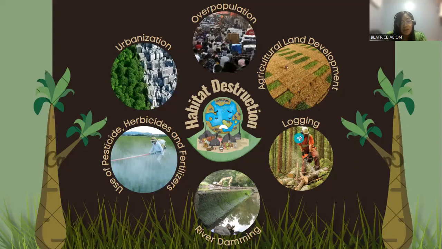So if logging occurs along stream banks, the risk of flooding and erosion increases, as these trees help to anchor the soil in place of erosion. So it also impacts climate change by increasing the amount of free carbon dioxide in the atmosphere.